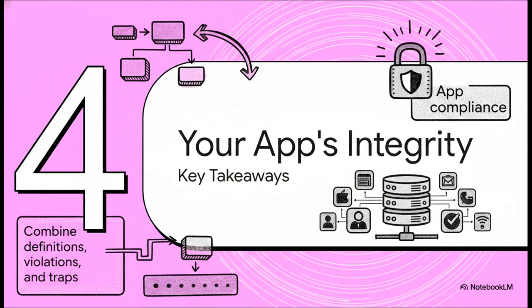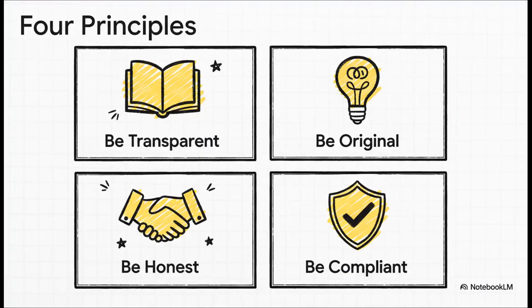Okay, we've looked at the rule, the common mistakes, the big traps. So what does this all mean for you and your work? How do you make sure your app has integrity and stays on the right side of the policy? It really just boils down to four simple ideas. First, be transparent about who you are and who you aren't. Second, be original with your design. Third, be honest in the claims you make. And fourth, be compliant with things like brand guidelines. At the end of the day, it's about building your own brand, not just borrowing someone else's.